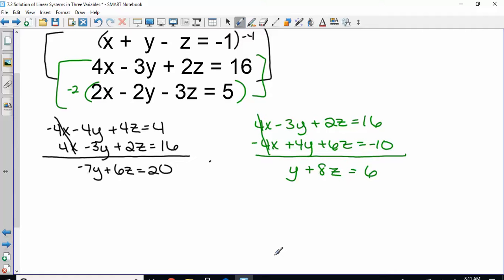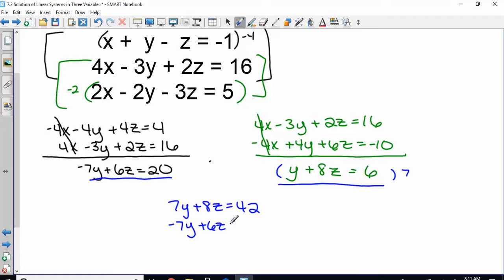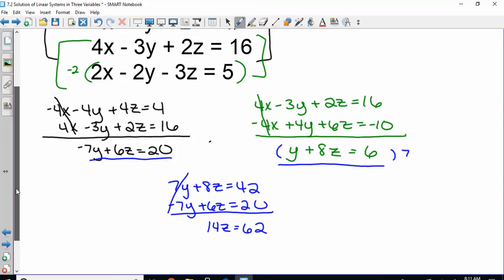Elimination. So what do you want to eliminate? The y. So I could take the second one times 7. Okay. So we're going to put these 2 together. I'm going to take this one times 7. So that's 7y plus 8z equals 42. This would be -7y plus 6z equals 20. So 14z equals 62.